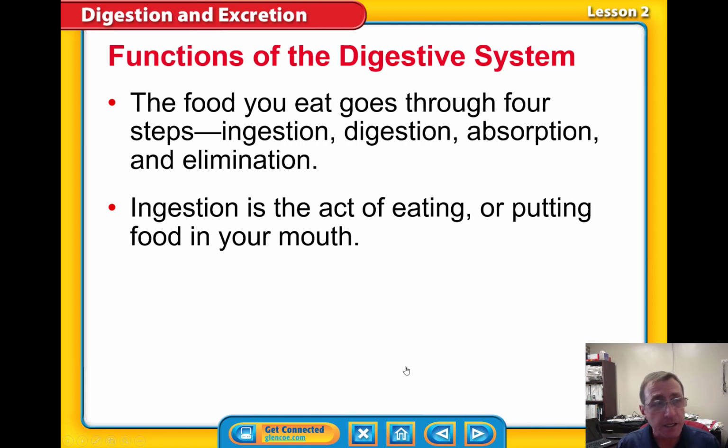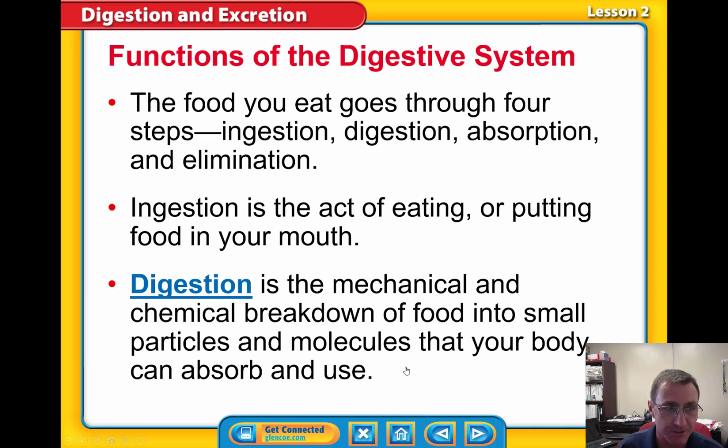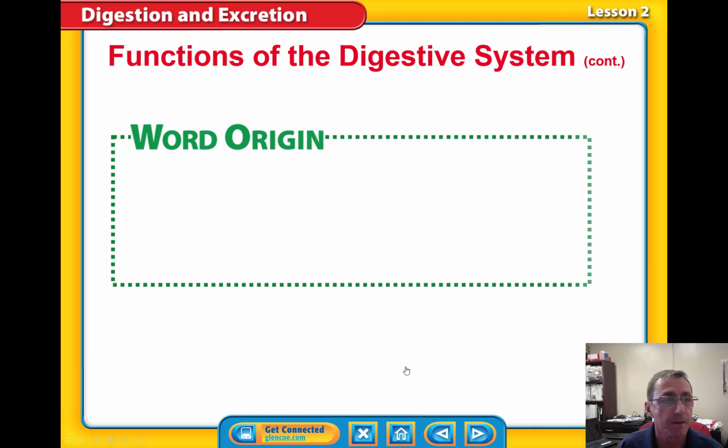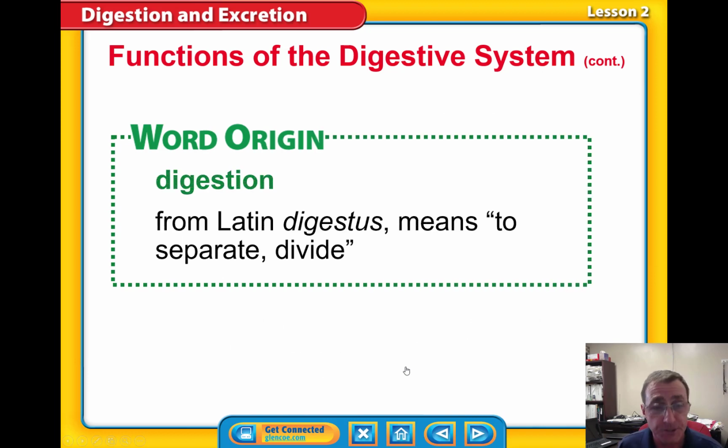Ingestion is the act of eating, or putting food in your mouth and chewing it. So that's how we all survive. Digestion is the mechanical, so that's physical, and chemical breakdown of food into smaller particles and actually molecules that your body can absorb and use. So we're getting down to the molecular level, very small. Digestion comes from digestus, which means to separate or divide. So you're breaking down food into smaller parts, dividing it essentially.